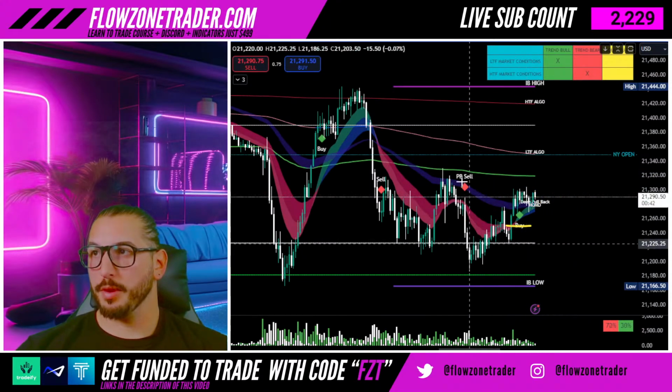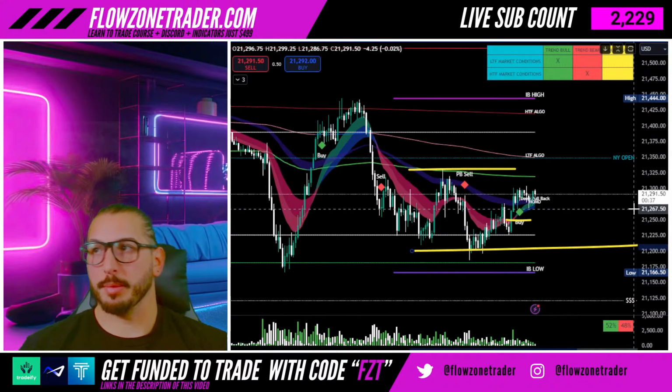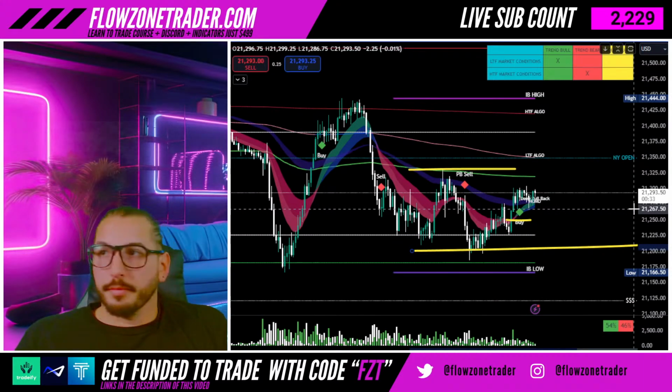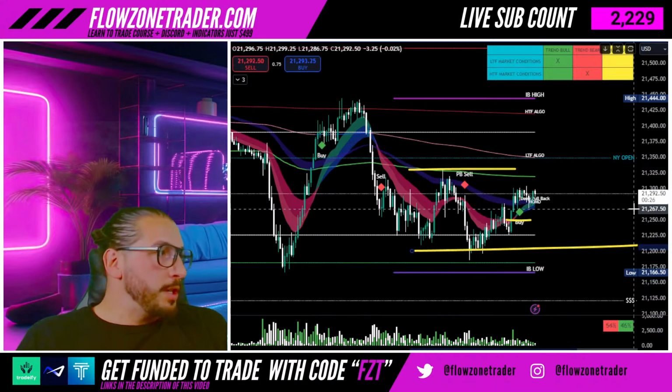Again, I just feel like we're just in a range now. This is our range for the session. Not really interested in playing that range. But just because I trade this way doesn't mean you need to trade this way.